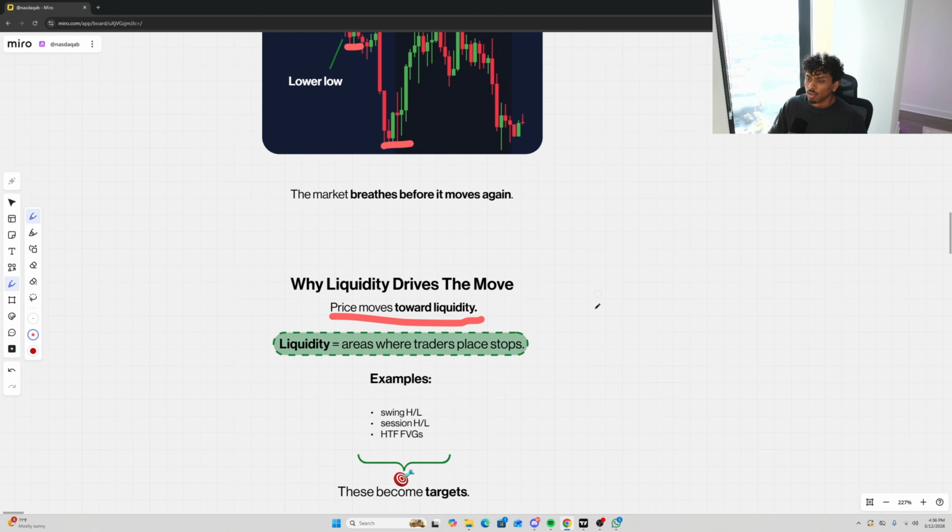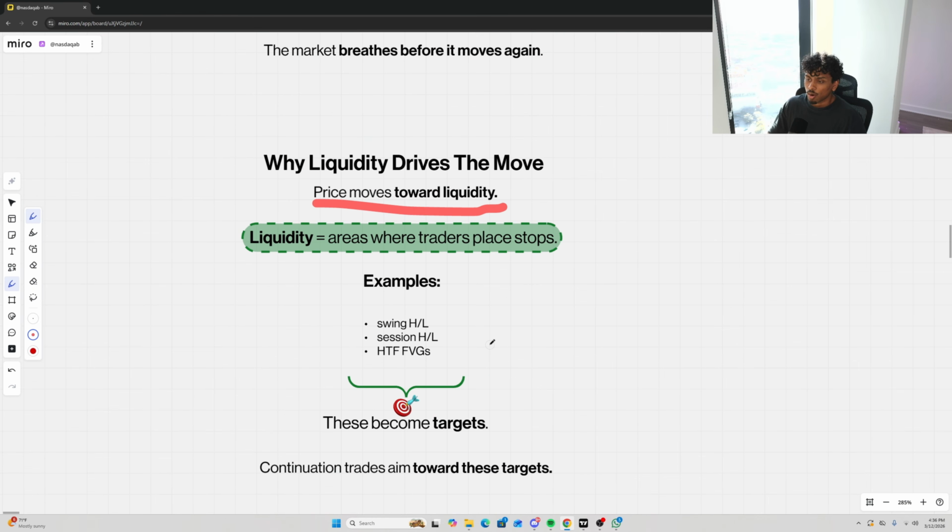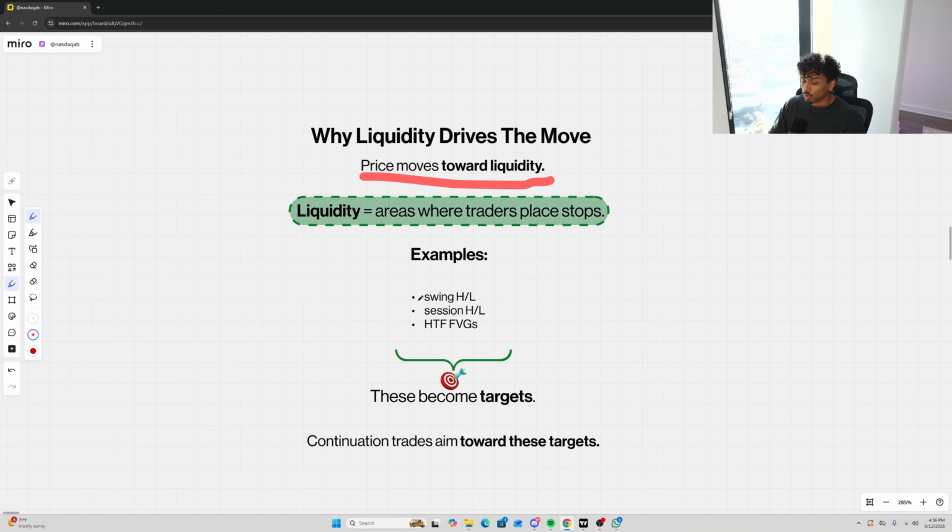All right. Now, going back to our examples, aka our drawn liquidities. What are the specific drawn liquidities that we are going to be targeting? We are going to be targeting swing highs and swing lows. We are going to be targeting session highs and session lows, such as London session highs and lows, Asia session highs and lows, previous day high, and then previous day low. These are all very strong drawn liquidities. And then we also have higher time frame unfilled fair value gaps.